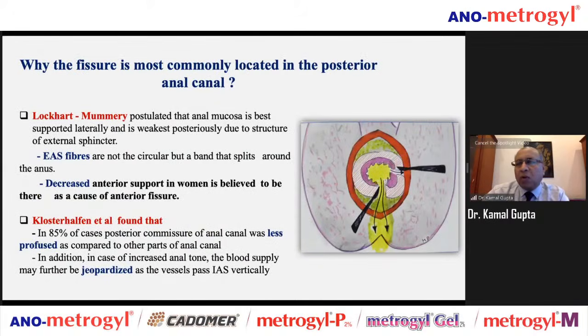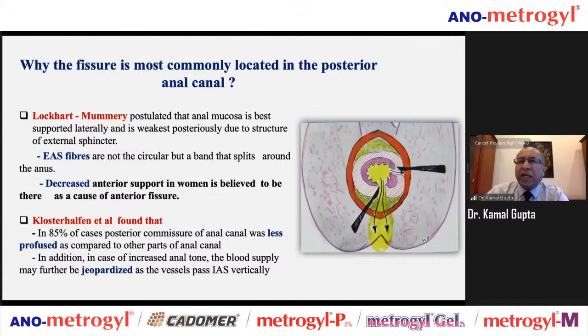Now, the commonest question which is asked: why are anal fissures most commonly present posteriorly? Well, the simplest answer is that the blood supply of the posterior commissure is far less as compared to the anterior commissure. So that is the reason the fissures tend to occur most commonly posteriorly.